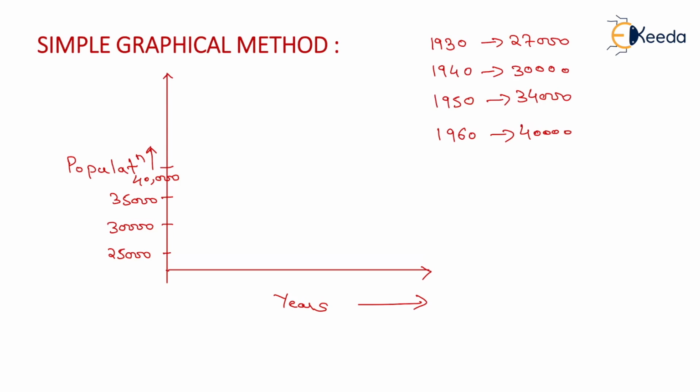Okay, now we need to mention here the years, that is 1930, 1940, 1950, 1960. Okay, now I am plotting each and every point one by one. Suppose that in 1930 the population will be 27,000, so this will come like this. In 1940 the population will be 30,000, so we will mark the population as 30,000 in 1940. In 1950 the population will be 34,000, which is somewhat less than 35,000, so we have marked here 34,000. And in 1960 the population will be 40,000, so we have marked the population here.